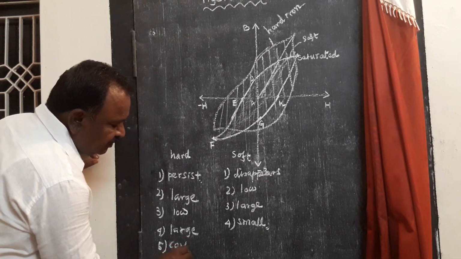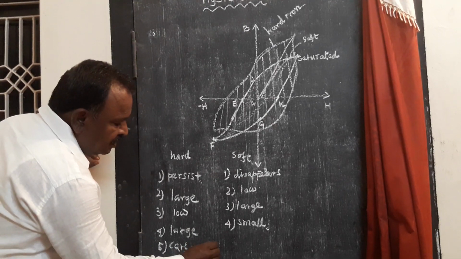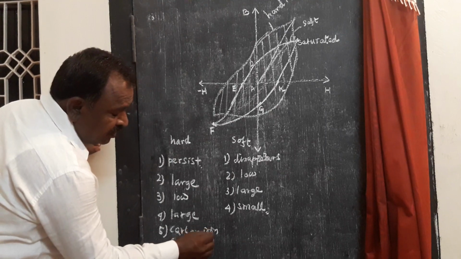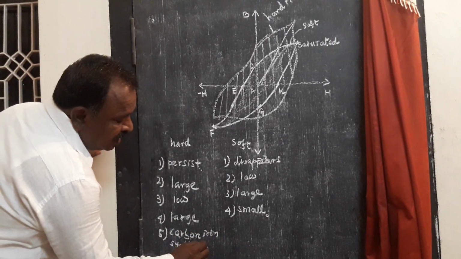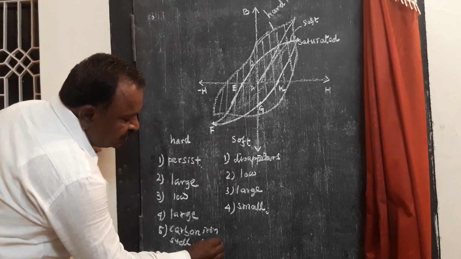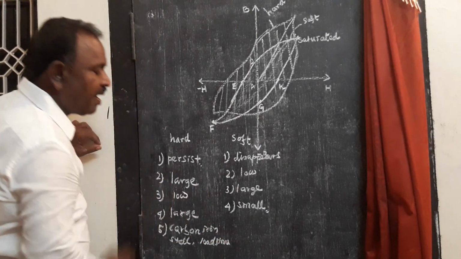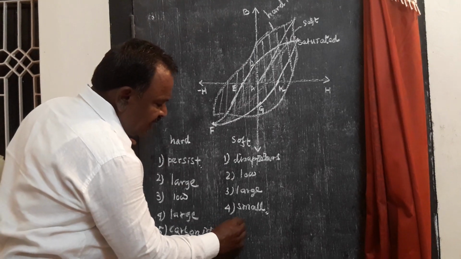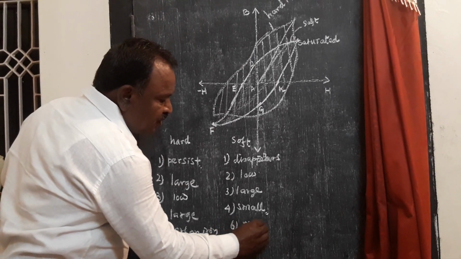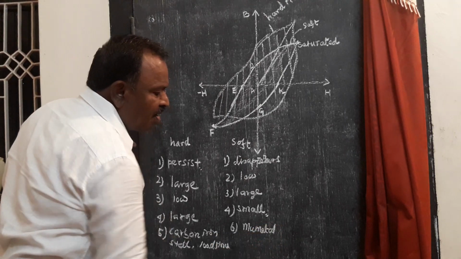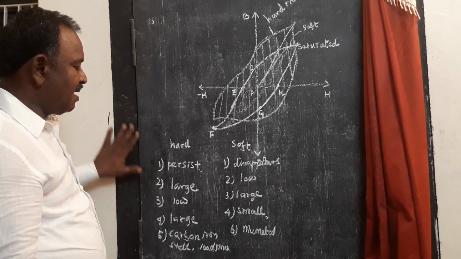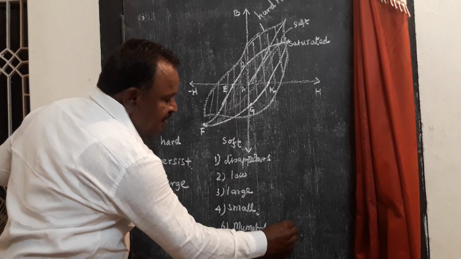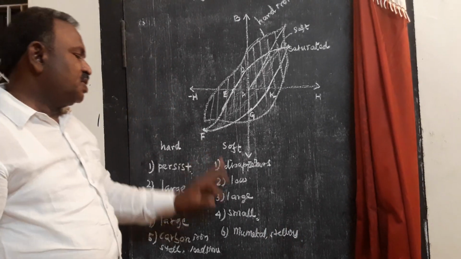Examples for hard iron: carbon iron, steel, then lodestone. Examples for soft iron: very soft iron, mu metal. Mu metal is an alloy of nickel and aluminum. Mu metals, alloys, are examples for soft iron.